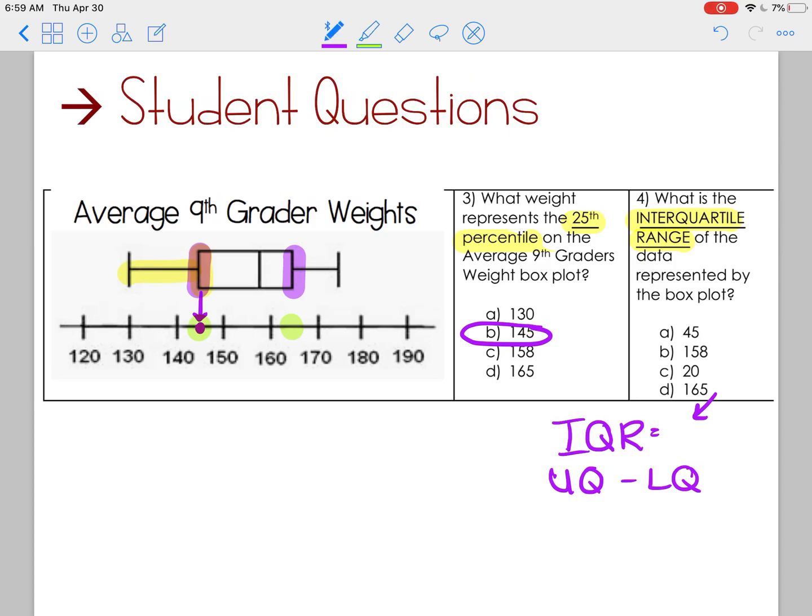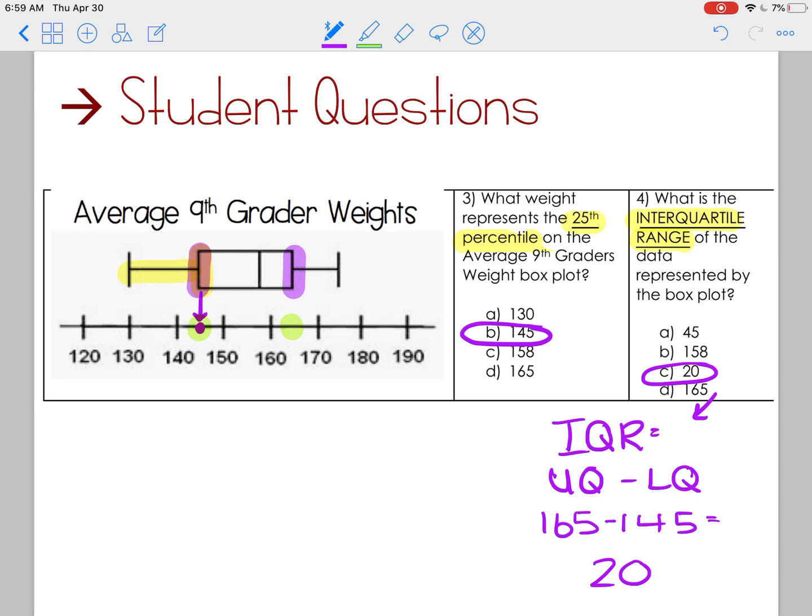So our upper quartile looks to be about 165. Our lower quartile looks to be about 145. So when we subtract those two, we get that the interquartile range is 20.